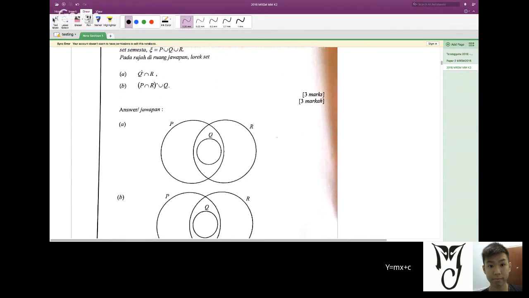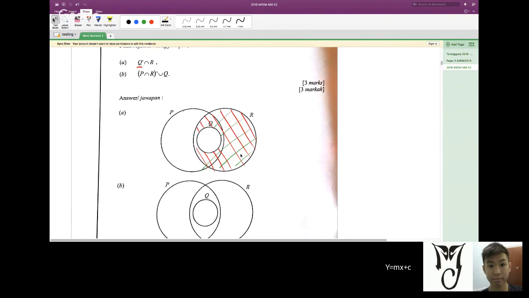Q complement, or some students call it Q prime. Q complement intersect R means outside of Q, we're going to intersect with R. Let me use the green color to represent outside of Q. Outside of Q, you have to see which part intersects with R. You see carefully, the green color one that intersects with R is only this part, isn't it? Because the other side intersects with P. So this one should be your final answer, meaning you only shade this part. Outside of Q, intersect with R. It should be very easy.